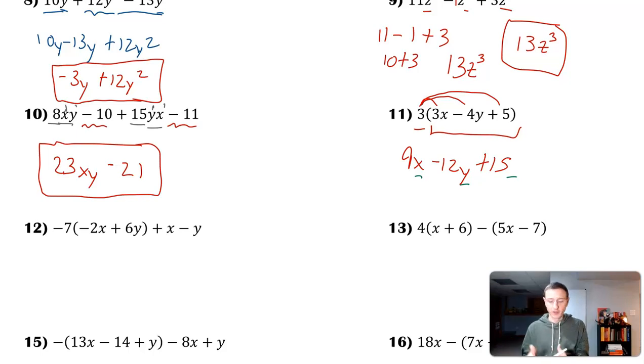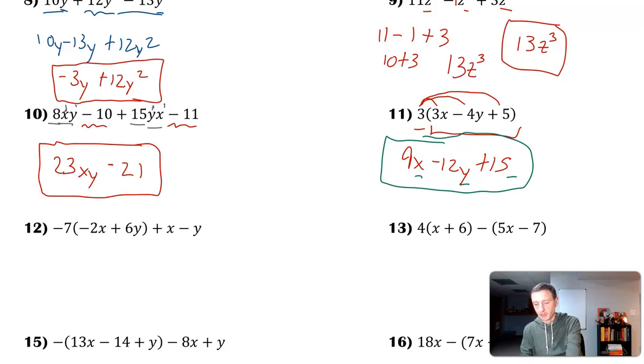X and y are not like terms. The term without the variable doesn't have another term without a variable. So we have nothing to combine. This was just an example of the distributive property, but sometimes we will generate some like terms after distributing. But in this case, we don't. We don't have any like terms at all.